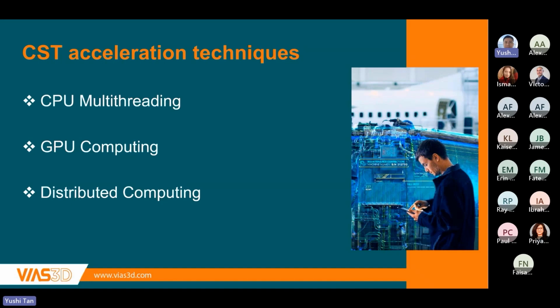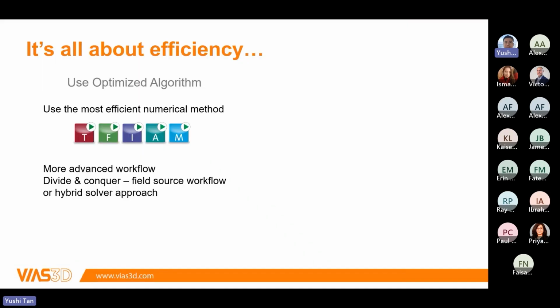Due to the limited time we have, I'm going to focus on 3 main acceleration techniques here. The first one is CPU multi-threading, which I'm going to explain in a little bit. The second one is GPU computing. And the third one is distributed computing. All it boils down to is efficiency. We want the simulation to be able to give us a solution in a shorter time, right?